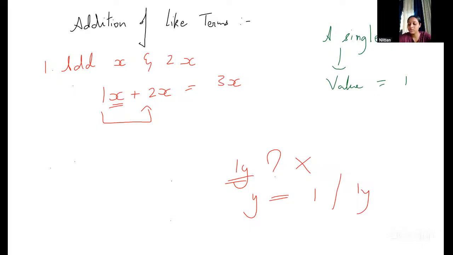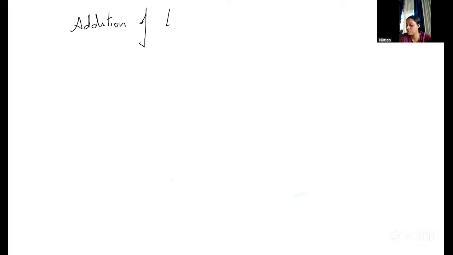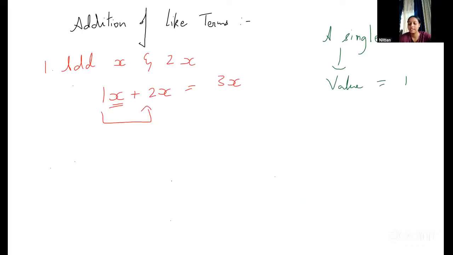So what do we do? When we have a single variable, we will add it as 1 to the next term in which we are adding it. We will add it as 1. Now, let's take a look at another example.